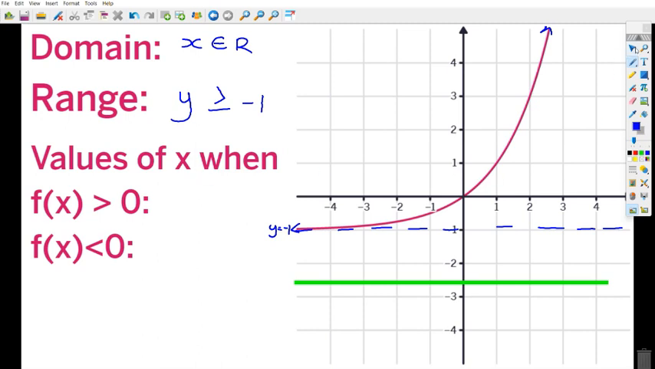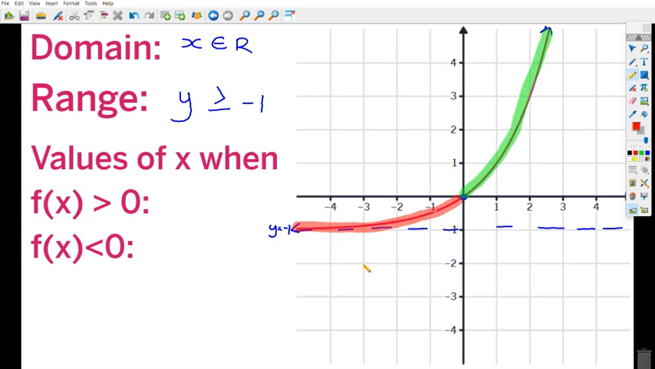Alright, now the values of x for when f(x) is greater than 0. Okay, if it's greater than 0, it's above. So the first thing I do is locate my x-intercept. There it is. There's the x-intercept. Okay, and now let's just highlight. We don't have to do any of this working out yet. Let's just highlight where my graph is above the x-axis. Over here. So this is where it's above. Okay. Where is my graph below the x-axis? Over there. Okay, can you see that?